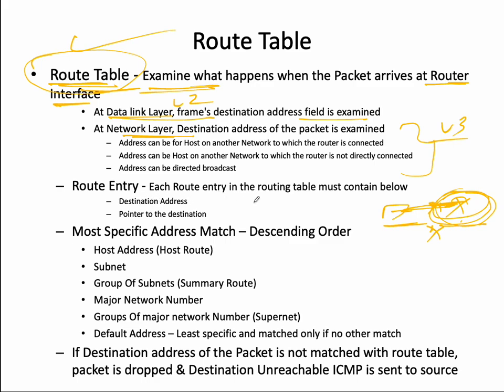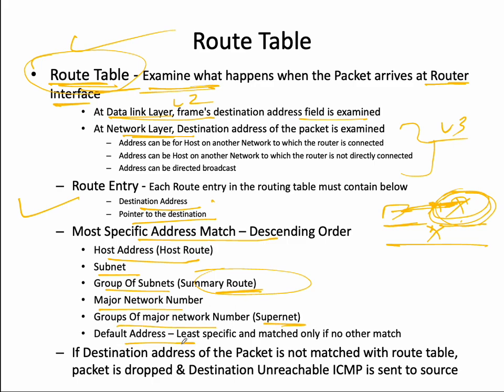So route entry: each route entry in the routing table must contain the destination address and a pointer to the destination address. You will fully understand when we do the routing labs. Okay. So right now, just get yourself familiar. More specific address match: this is how the descending order works in the routing table. It looks at the host route, host address, then subnet, group of subnets meaning a summary route or summarized network, then major network number, group of major network numbers like a supernet, and then the default address.